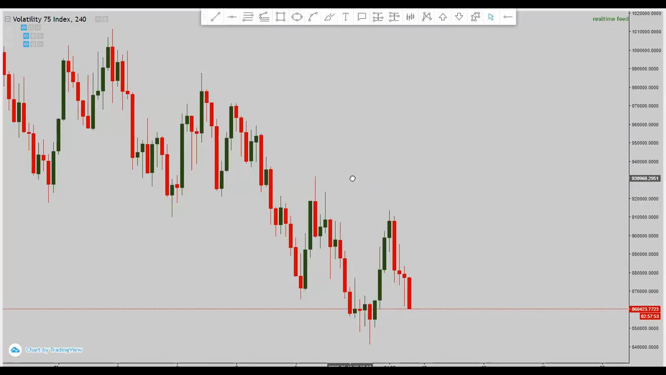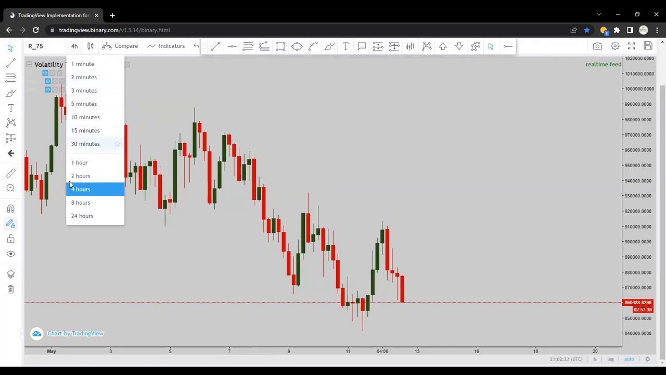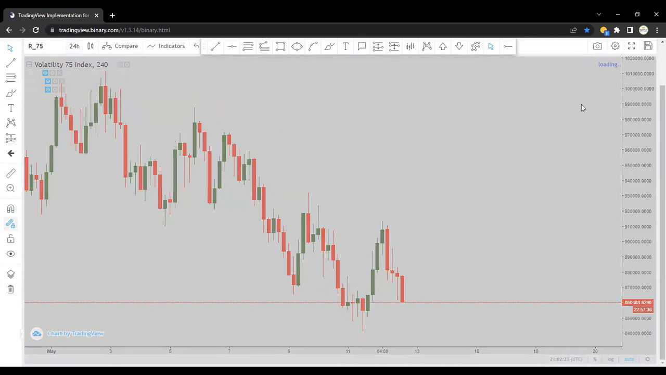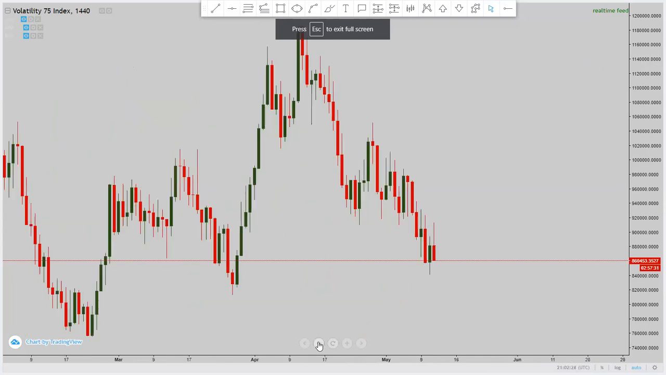Right, so as you can see, this is Vix 75. I'm going to start from the daily time frame. So Vix 75 daily time frame, I'm there now.